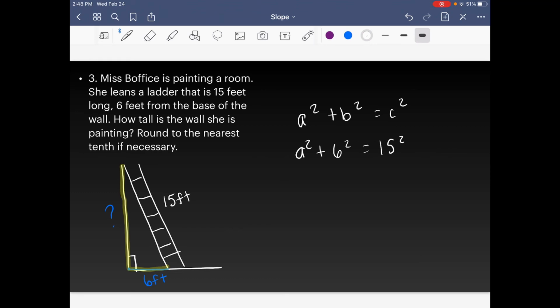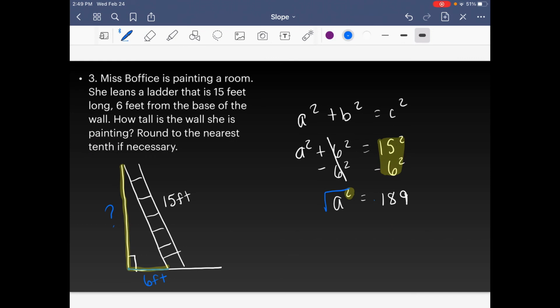So the first thing we're going to do is subtract 6 squared from both sides. Bring down our a squared and our equal sign, and in your calculator you need to find what 15 squared minus 6 squared is. I got that is 189. So now we need to get rid of our squared sign since a is by itself.